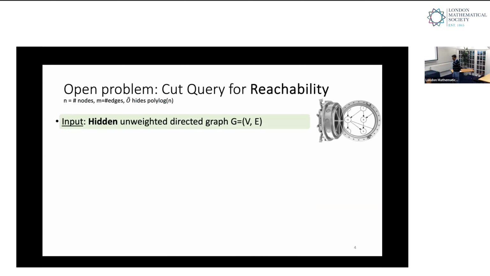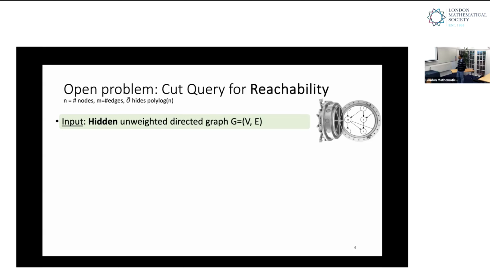Let me start off with an open problem first. If by the end of the talk you solve this open problem, that's excellent. But if by the end of the talk you are interested in this open problem, that's good enough for me. So this is the open problem.